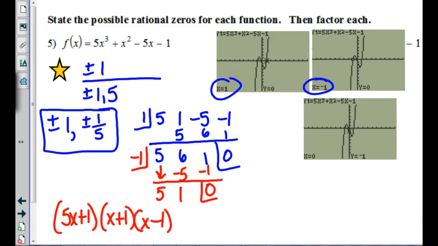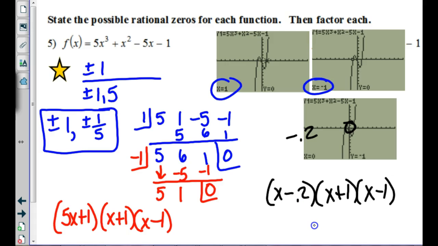What if you had gone the route of using the calculator? Guys, super important. Please pay attention for a minute here. What if you had found this other zero and it came out -0.2? Because that's the other answer. So you would write x minus 0.2, x plus 1, and x minus 1.